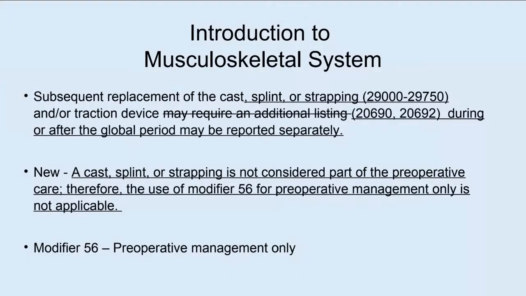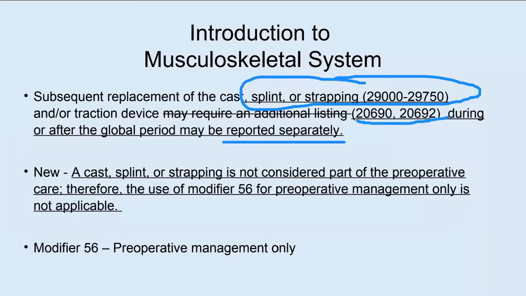So the first paragraph in the introduction is a clarification. The guidelines already stated that initial placement of the cast is included. So it says subsequent placement of the cast, splint, or strapping; this was added. And our traction device may require additional listing. They took that out, but they added may be reported separately. So it's saying actually the same thing.